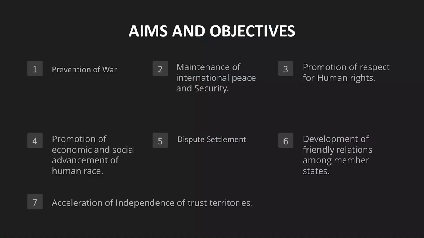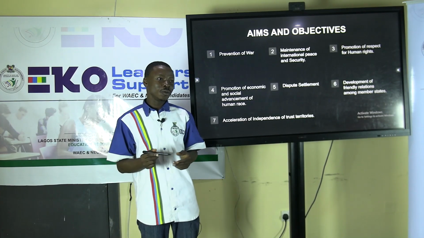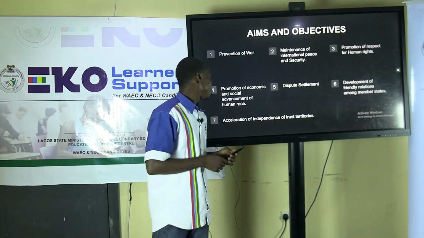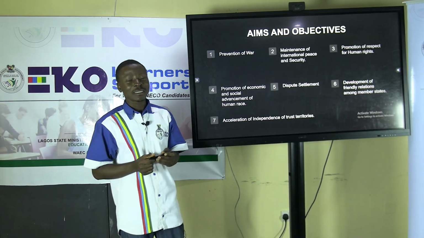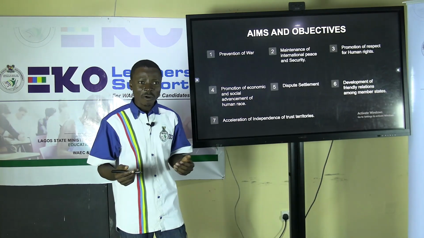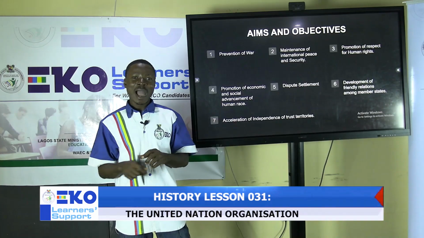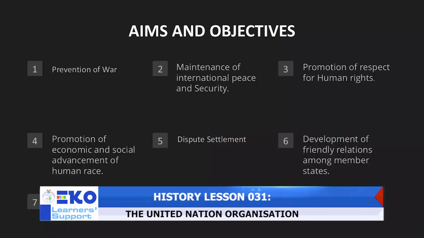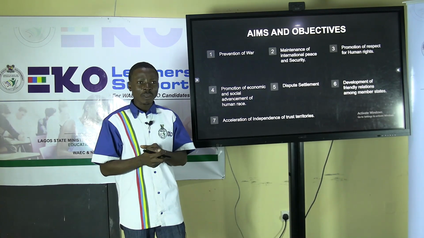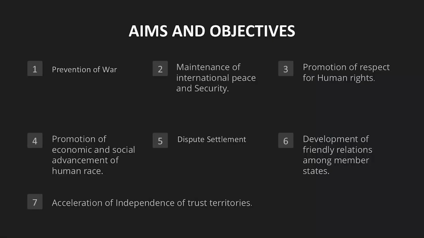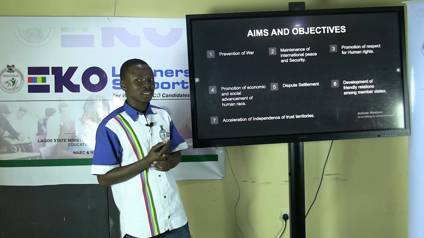And thirdly, promotion of respect for human rights, and this is enshrined through the UDHR, which is the United Nations Declaration of Human Rights, and also promotion of economic and social advancement of the human race, to make sure that there is steady economic growth and development among member states, and there is promotion of socio-cultural interaction and activities among members of the human race. And also amicable settlement of disputes among member nations, and the prevention of confrontation and war among member states, and also development of friendly relations among members, and lastly, acceleration of independence of trust territories, which is also part of the aims and objectives of the organization.